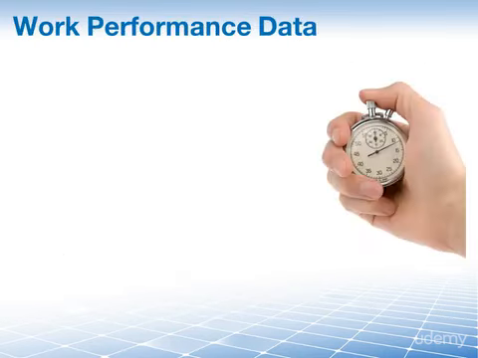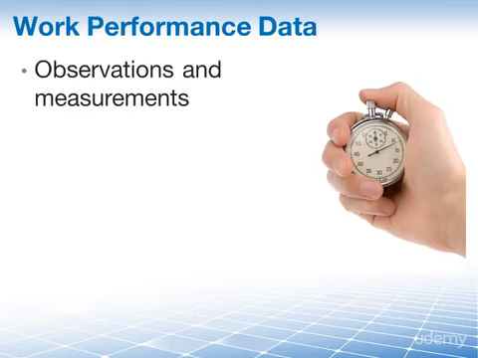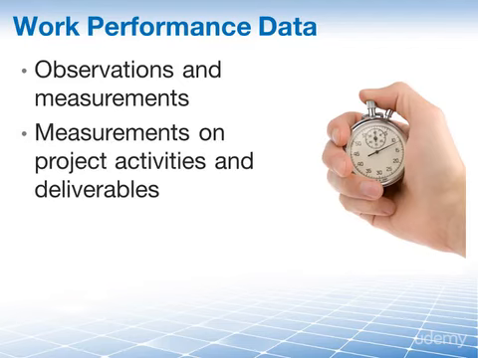Work performance data is next. It is described as the raw observations and measurements identified during activities being performed to carry out the project work. This covers a wide variety of measurements on project activities and deliverables which are collected during various controlling processes. This information is provided as an input to this process because it is very important information for your stakeholders to have. If you have stakeholders asking for updates on how your project is going, what will you say if you don't have this information? Will you just make up some performance numbers?